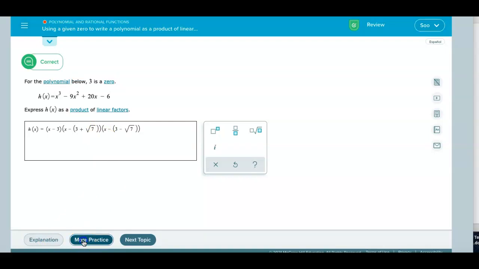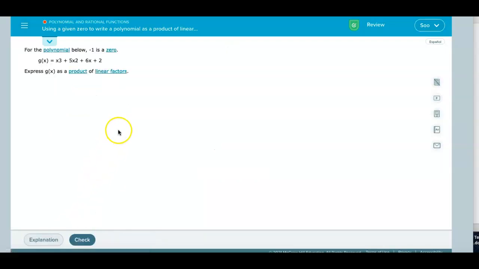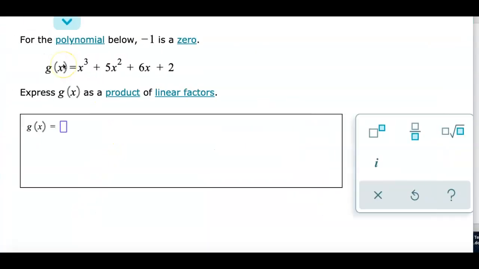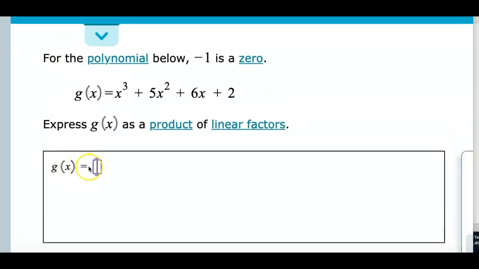So I'll click on more practice problem. And the next one they gave me is this. For the polynomial below, -1 is a 0. So guess what? Automatically, x plus 1 is a factor, okay? Because factor is always x minus the 0. So if you do x minus -1, that turns into x plus 1, okay? Now, we're going to use the -1 to break down this cubic into a quadratic.